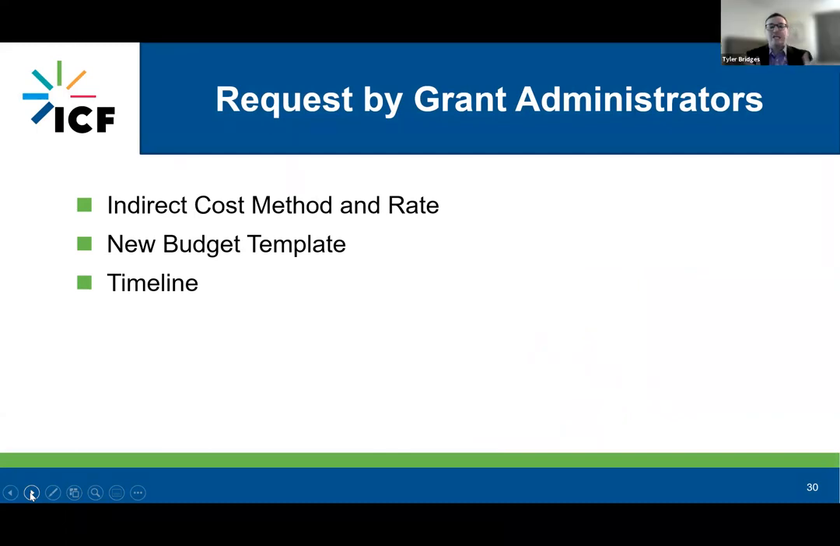Okay, so we will now begin the second part of the training. First, we will discuss the recent request HCD grant administrators sent to all grantees, which will include each grantee's indirect cost method and rate, how to complete the new budget template, and the timeline for submittal.